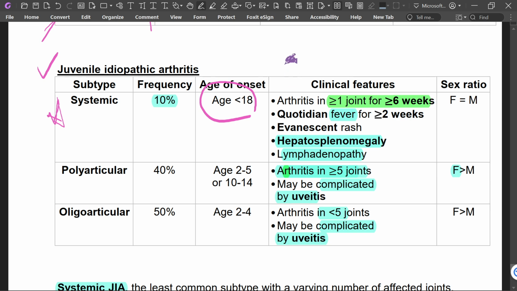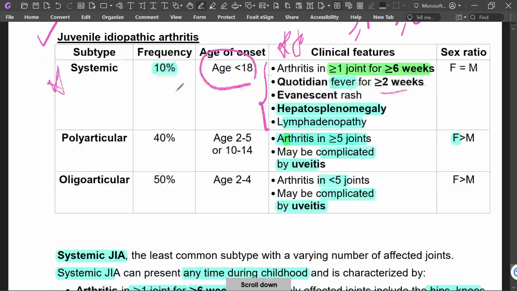The main things in JIA, you have to remember the clinical features: arthritis in more than one joint for more than 6 weeks, with quotidian fever for more than 2 weeks, evanescent rash, hepatosplenomegaly, and lymphadenopathy.